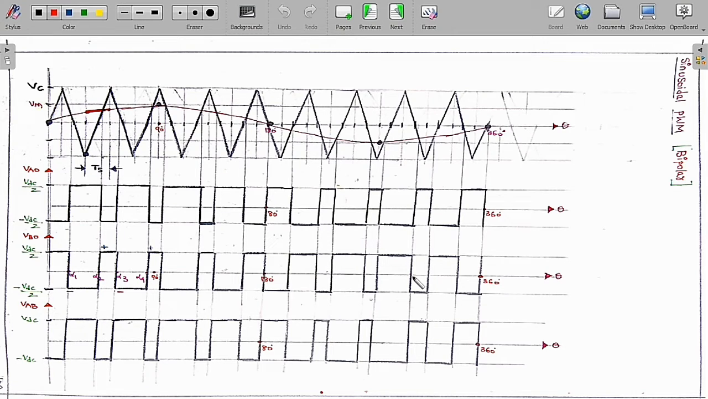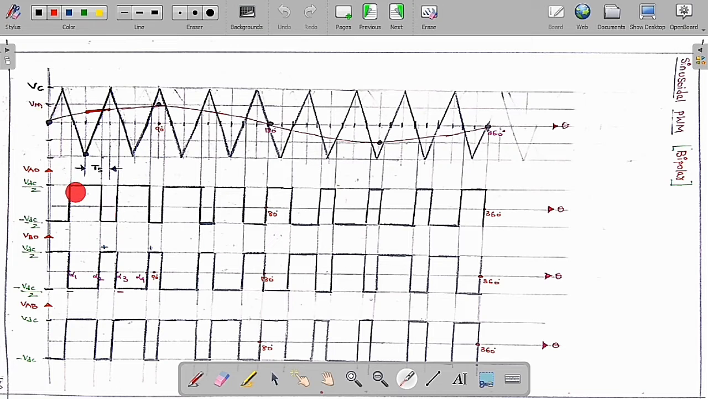Whenever the reference signal is greater than the carrier signal, trigger S1, S2. So Va0 is equal to plus 0.5 VDC and Vb0 is equal to minus 0.5 VDC, so Vab is equal to plus VDC. If the reference signal is lesser than the carrier signal, then trigger the S3, S4 switches. So Va0 is equal to minus VDC by 2, Vb0 is equal to plus VDC by 2, so Vab is equal to minus VDC. You can see clearly here that you are going to get a positive pulse and also a negative pulse in a given half period of 180 degrees. Therefore it is called bipolar.